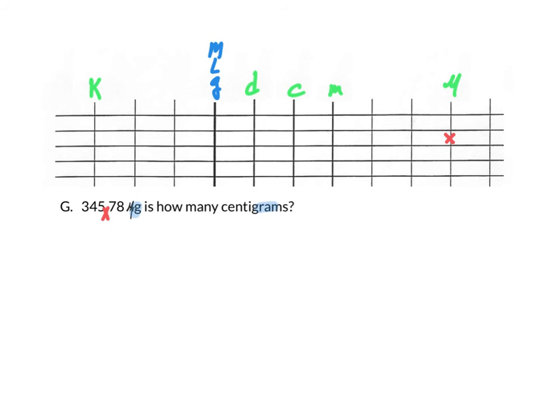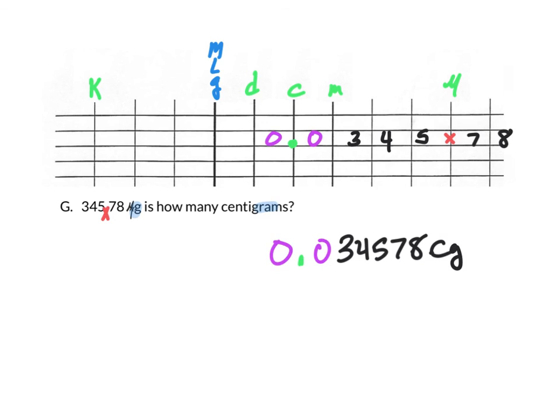I don't really have a line here for the 7 and the 8, but you can go ahead and place them in. So we're going to put 3, 4, 5 in front of the micro, and then the 7 and 8 behind the micro. And then we're going to put in our green dot, and that should be on which column? That's correct, it should go on the centi column. And now we're going to go ahead and put in some extra zeros so that we have the right answer. And we get 0.034578 centigrams.